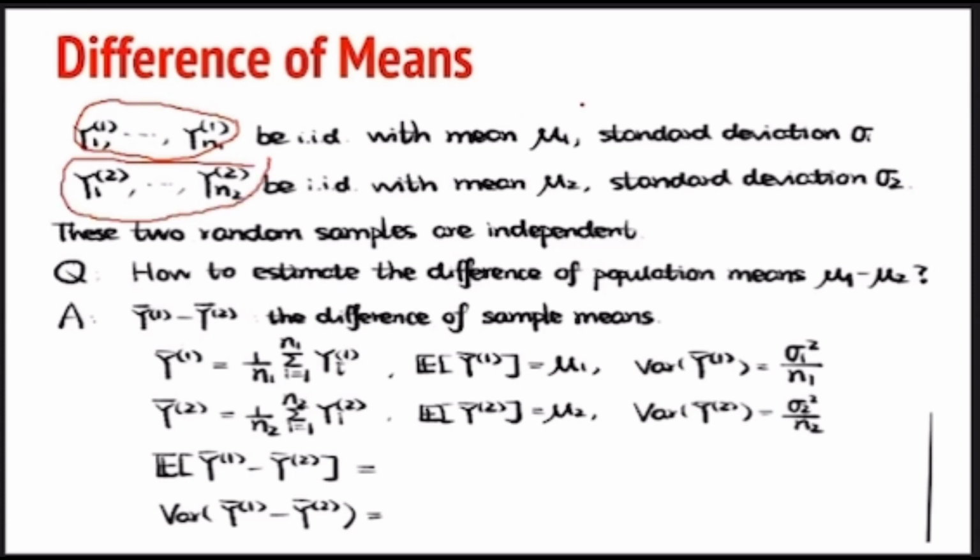Now, the mean income exists in the United States. The standard deviation of income exists in the United States. The mean income exists in Canada. The standard deviation of income also exists in Canada. Now, what am I looking for? I actually want to estimate the difference.